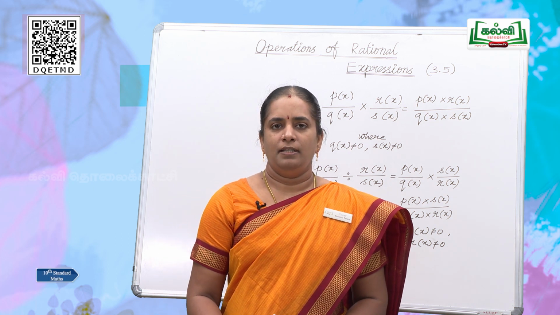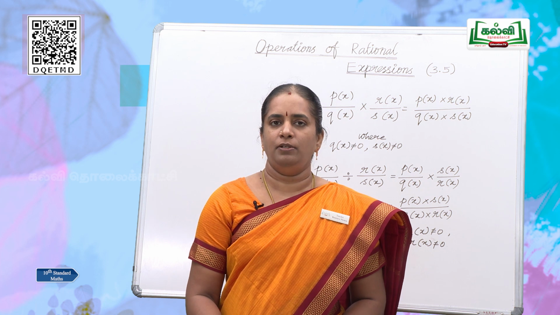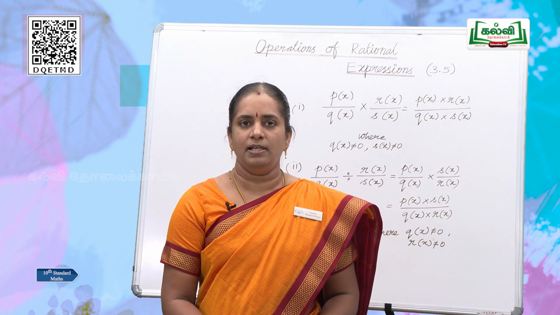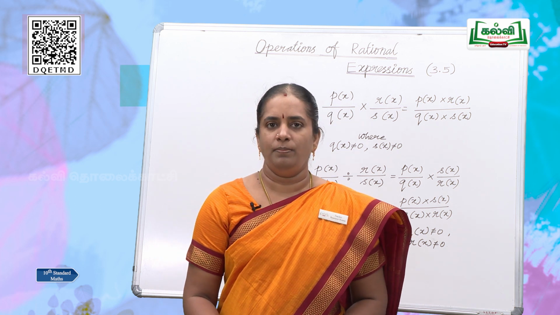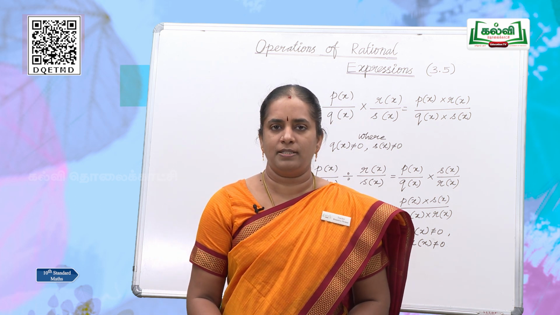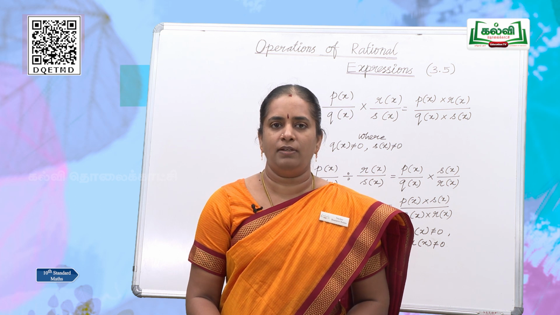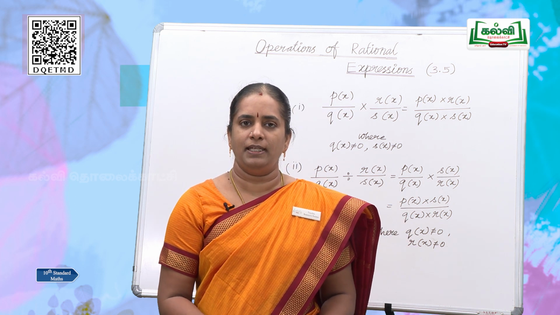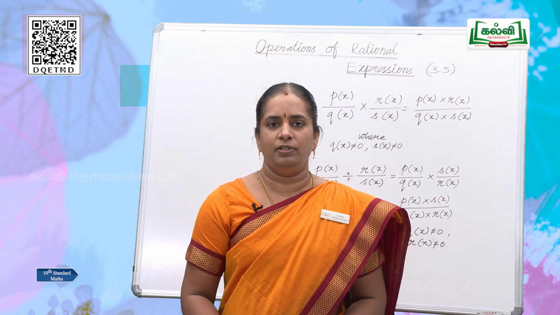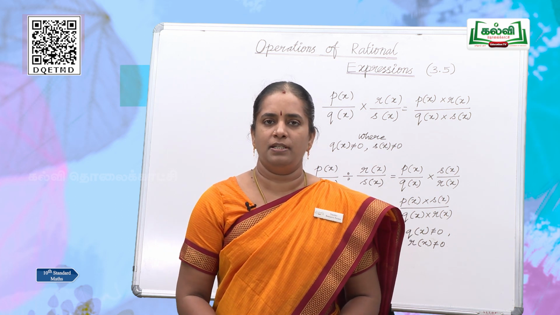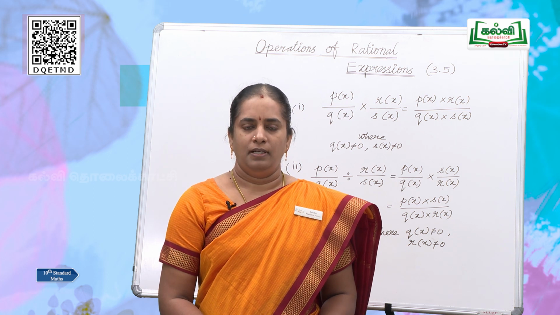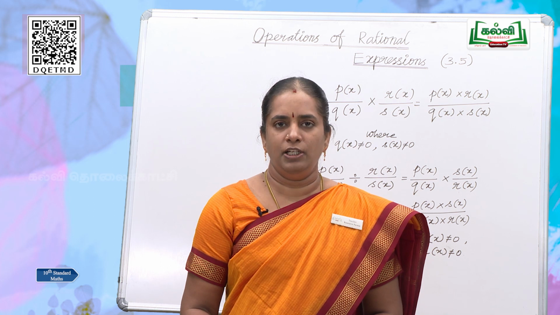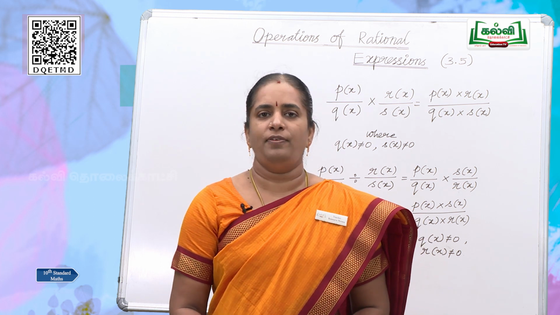We can replace p by q as p of x and q of x. That is, a rational expression is in the form p of x by q of x, where q of x is not equal to 0. That is, the expression in the denominator should not be equal to 0. So, this is the condition, or the definition, of a rational expression. You know very well, in the last session we reduced rational expressions using factorization.